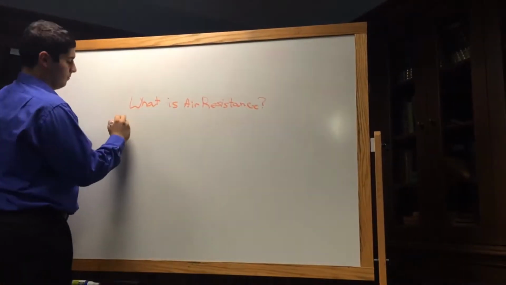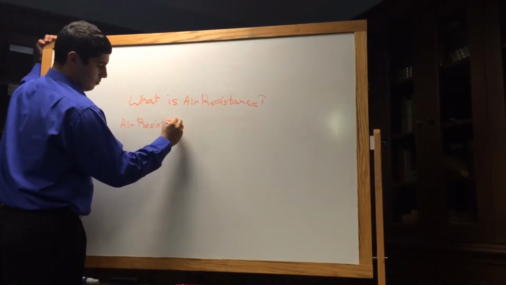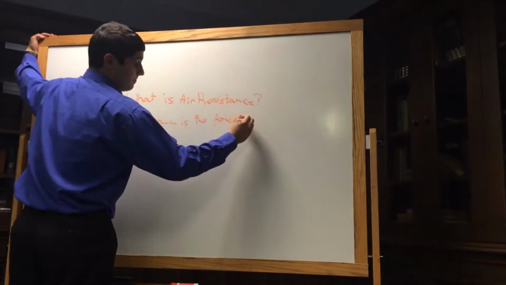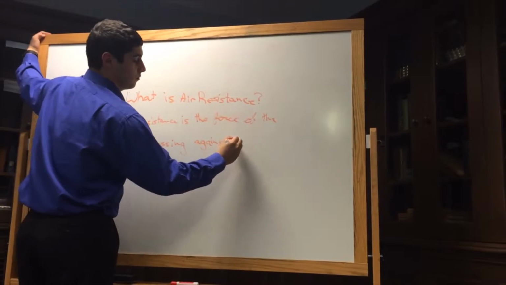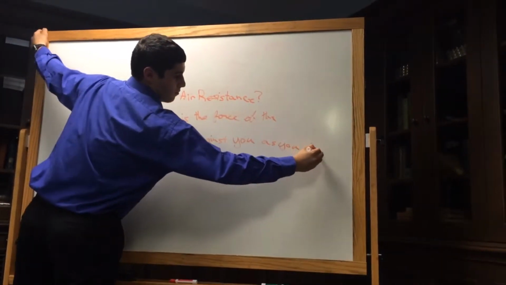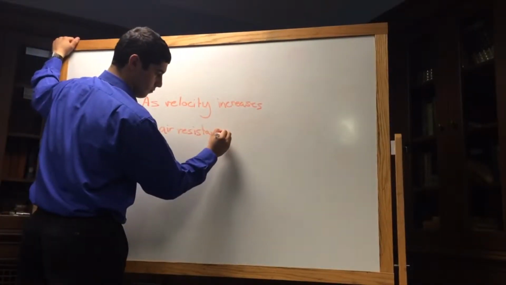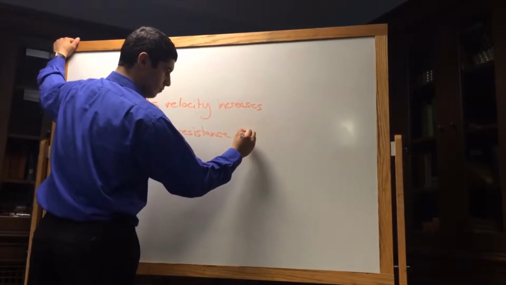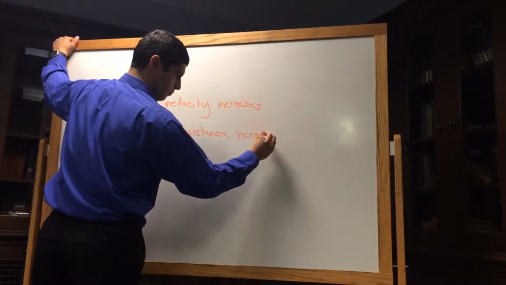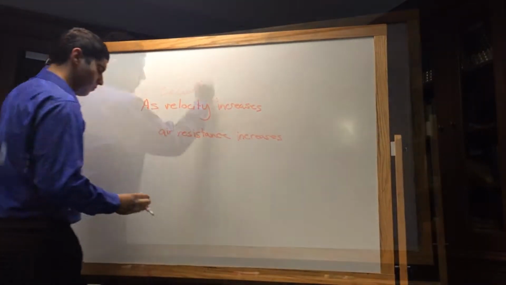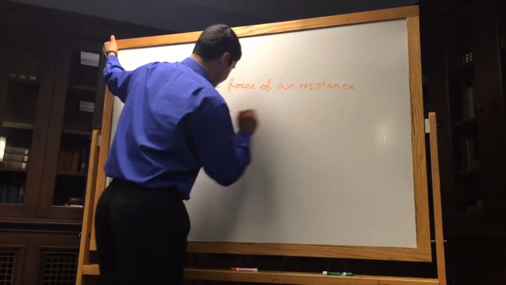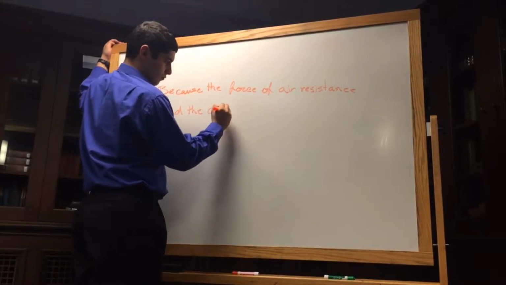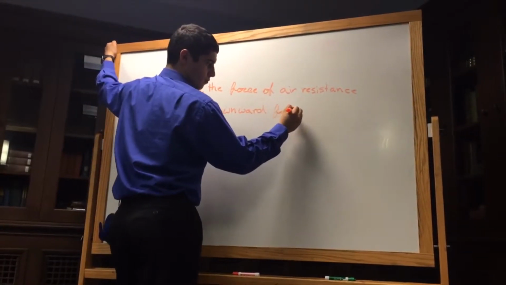What is air resistance? Air resistance is the force of air particles against you while falling. The faster your velocity, or the faster you are falling, the more air resistance you have. You can also have a large amount of air resistance if the surface area of the object falling is high.